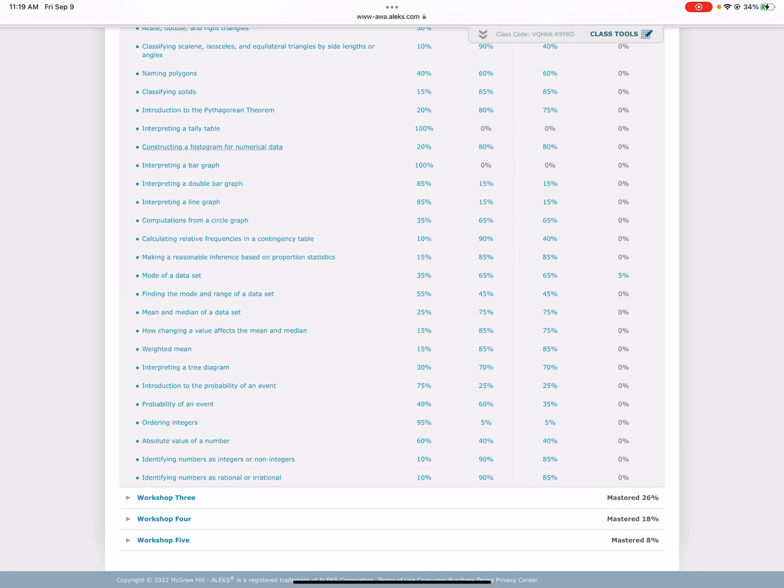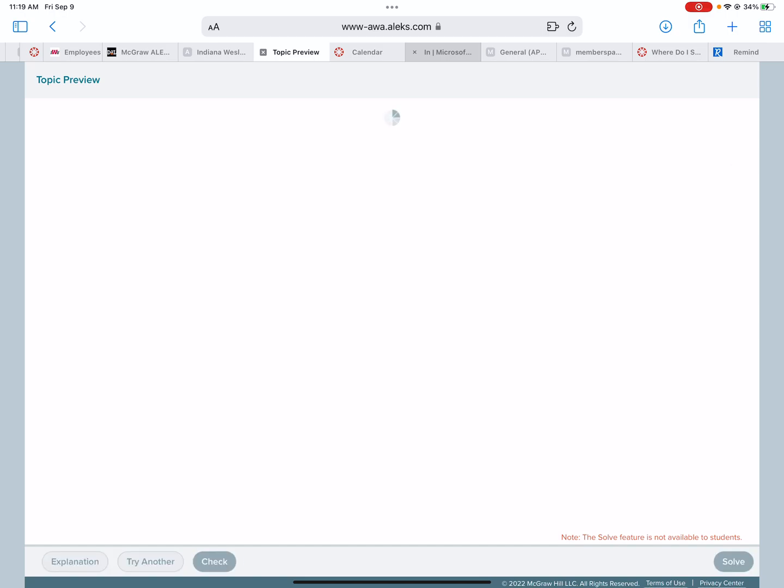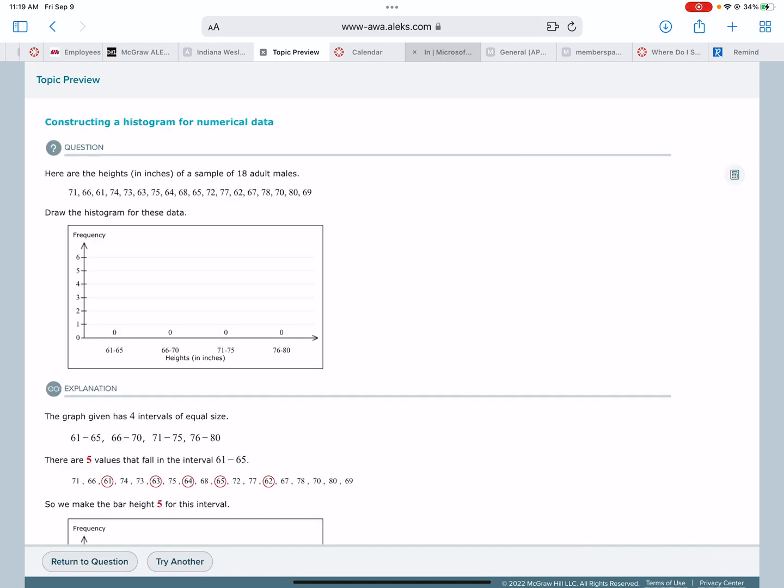So how to construct a histogram. There are a lot of software programs out there. You can Google histogram construction and put your data in and it'll make it for you. But I think you can do this just fine. The first thing is it already gives you the bins. The bins are how wide the bars are on the histogram.